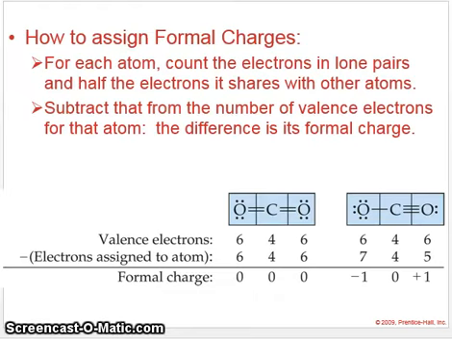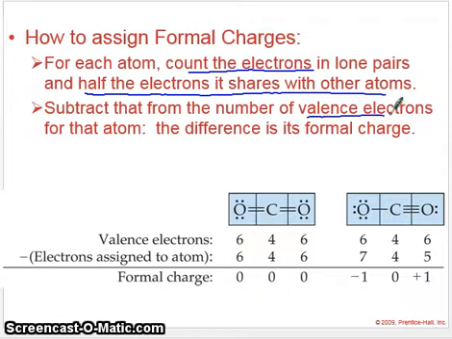Essentially, it's a calculation of the charge on each element. And the way we calculate it is we first count the number of electrons in lone pairs and half of the electrons in bonded pairs, or pairs it shares with other atoms. And we'll subtract that from the number of valence electrons for the atom. So again, it's the number of valence electrons that the atom brings.